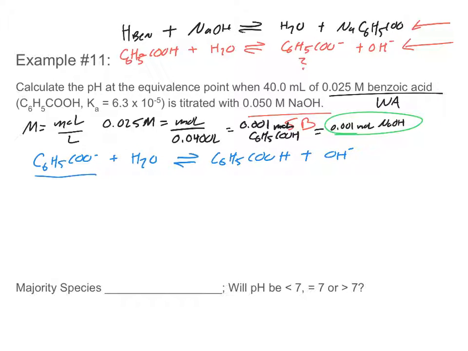So what I'm going to do is use that, and divide it by the total volume in this case, which would be 0.040 liters plus 0.050 liters, which will give me 0.0167 molar. And what this really is, that's the concentration of the C6H5COO minus.